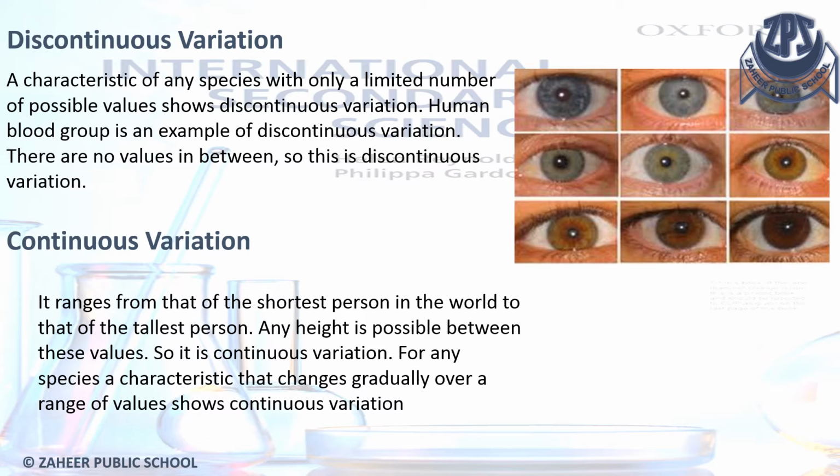Whereas continuous variations are those that change gradually over a range of values, and they are represented by a line graph and controlled by a lot of genes. For example, height, weight, heart rate, finger length, etc.